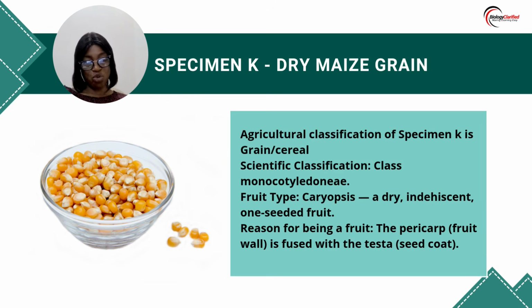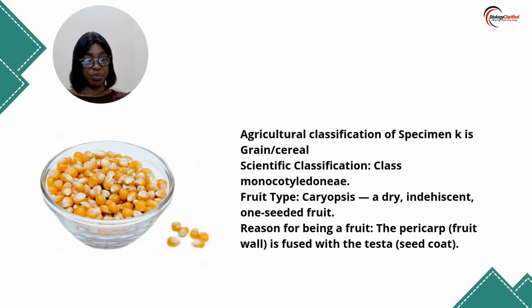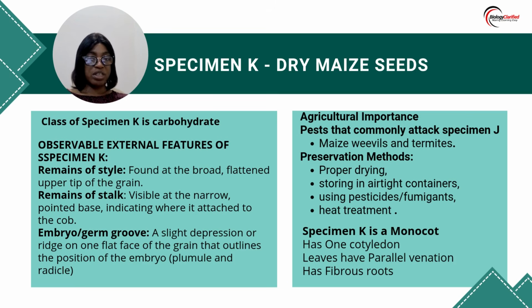So the pericarp, the fruit wall, is fused with the testa, that's the seed coat. That's the reason for the name of the fruit. Class of food contained in specimen K is carbohydrates.